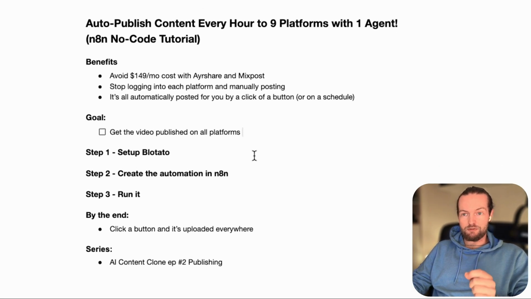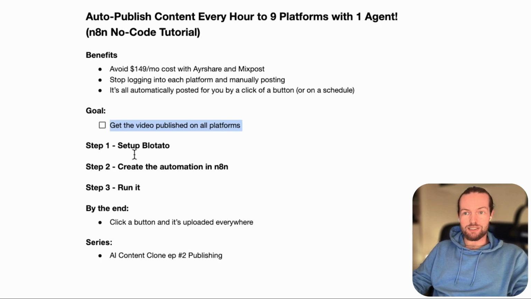So the goal of this video today is going to be to get the videos published on all platforms through n8n, right? And we're going to do that in 3 steps. First, we're going to set up Blotato. This is the platform that we're going to be using to post it. Step number 2 is going to be to create the automation in n8n.